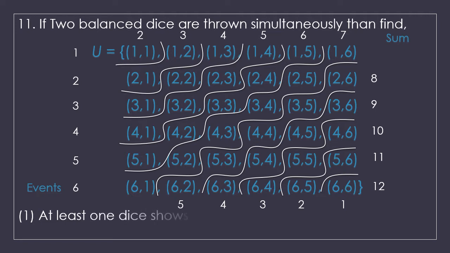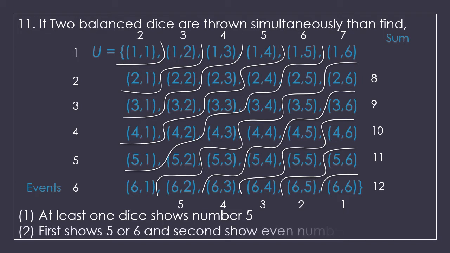The questions given, I am just writing them down here for reference. First question: at least one dice shows number 5. Second: first shows 5 or 6 and second shows even number.